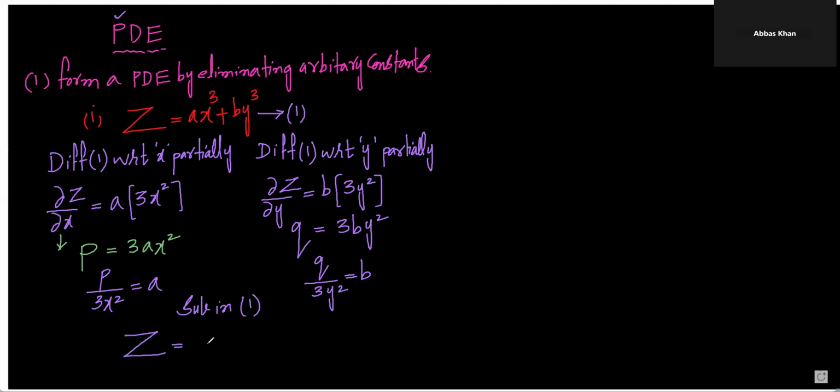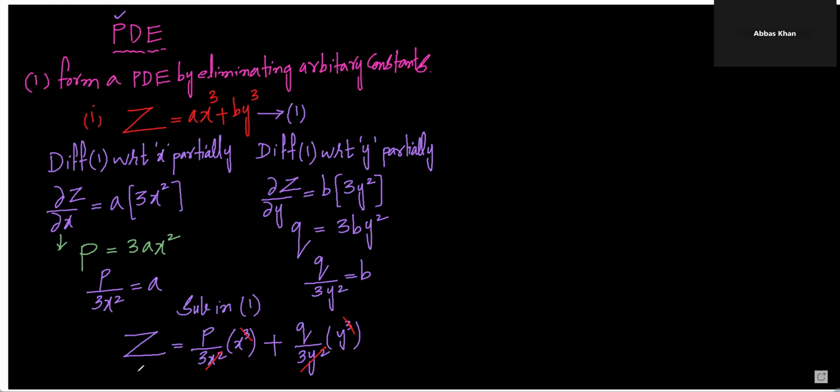What kind of question will come to you? Form a differential equation by eliminating arbitrary constants. So the a value we got is p by 3x square times x cube, plus the b value, q by 3y square times y cube. Once you simplify, x cube and x square, one x cancels, and the y square terms also cancel. Finally, what is your answer?